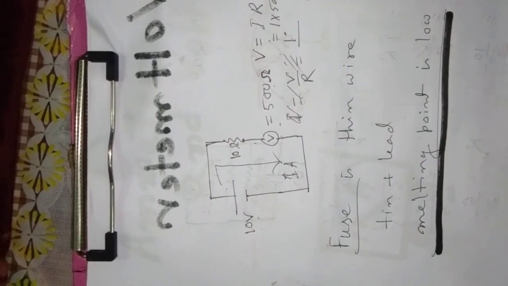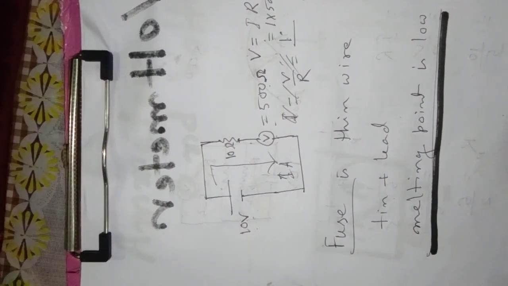Underline this line. That's why when current beyond a certain limit passes, then what happens? This fuse wire melts, and as a result the circuit will be broken, and the whole electrical circuit will be off, and the object or the electrical device may be saved from any accident or fire.